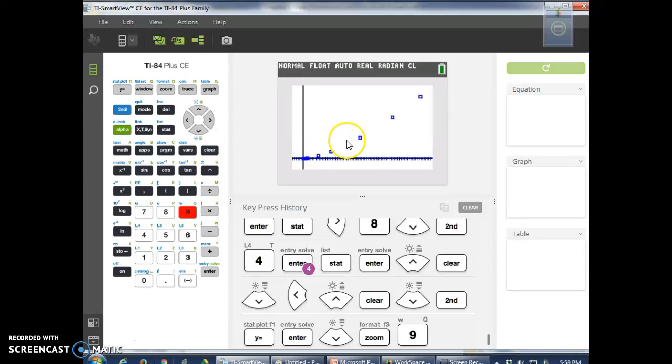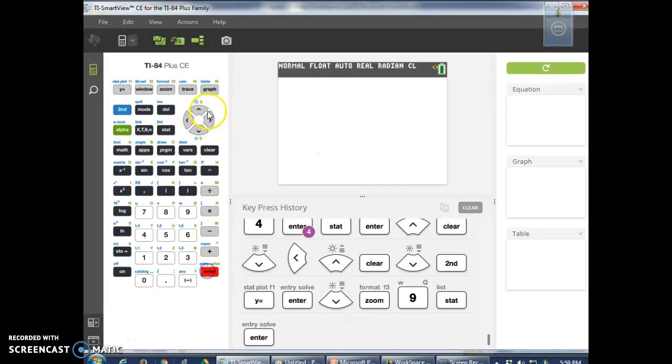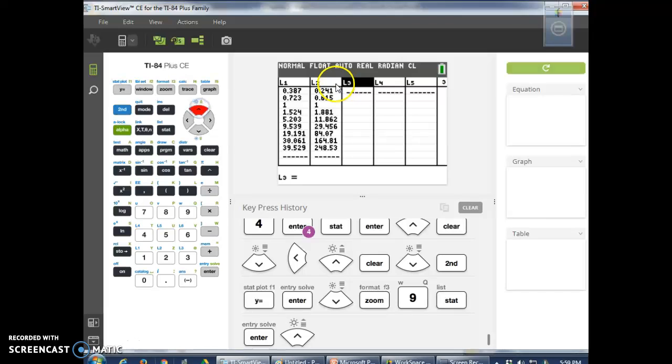And what I see here is a curved relationship, and it's positive, and I don't see any outliers. So I want to take the natural log of both my x and my y and then look at that relationship. So I'm going to go into my list and I'm simply going to go up to list 3, highlighting that, and I will do the natural log of list 1.